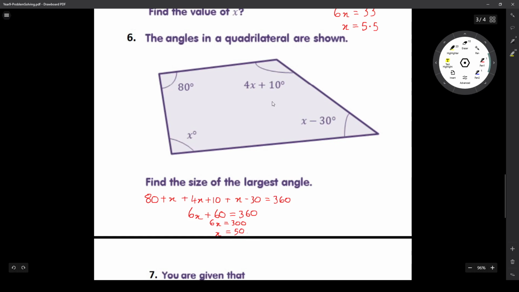Now if x equals 50, the largest angle is going to be this one. And that's going to be 4 times 50 plus 10, which is 210 degrees.